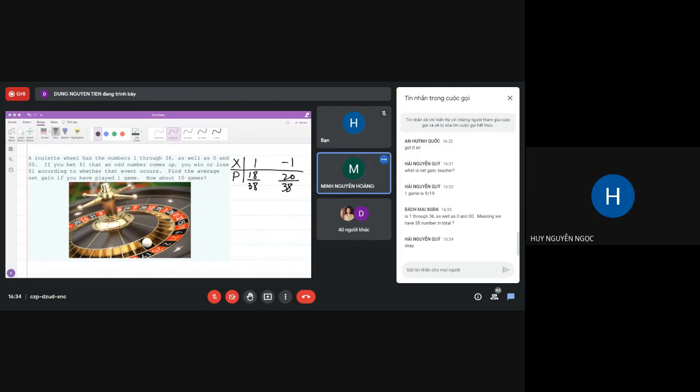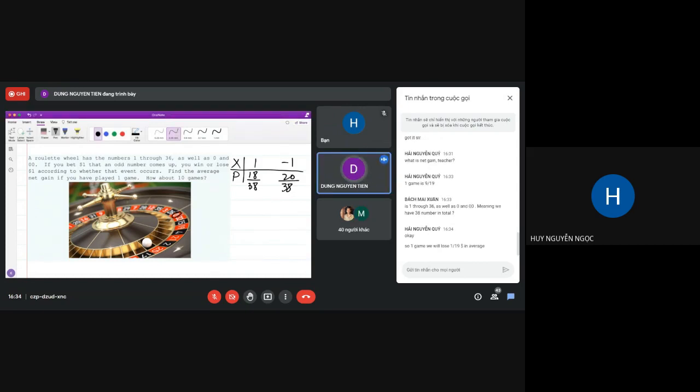Why do we have 1 or -1 when we lose? Yes, as one of your friends mentioned, you have 0 and double 0. From 1 through 36, you have 36 numbers, plus 0 and double zero, so you get 38 options in total. Is it clear? Okay, you see that 0 is right here, and double 0 is somewhere.